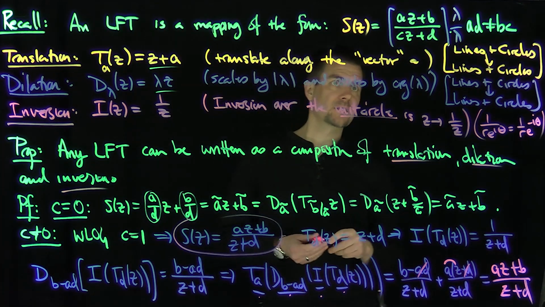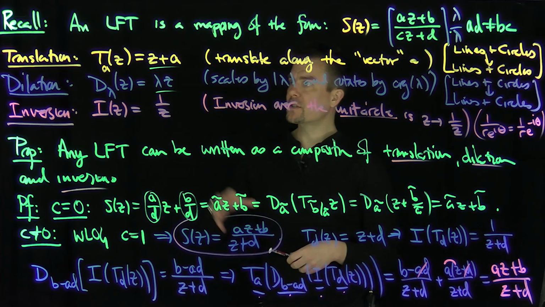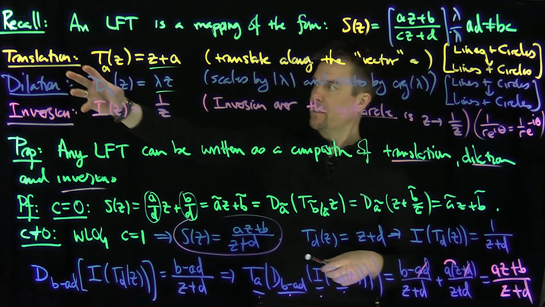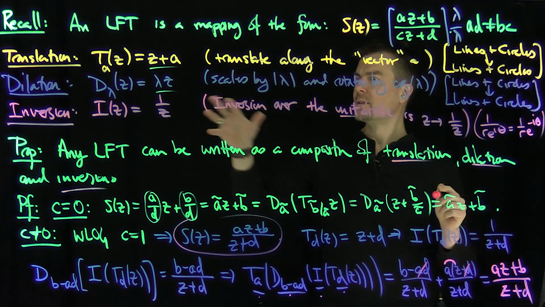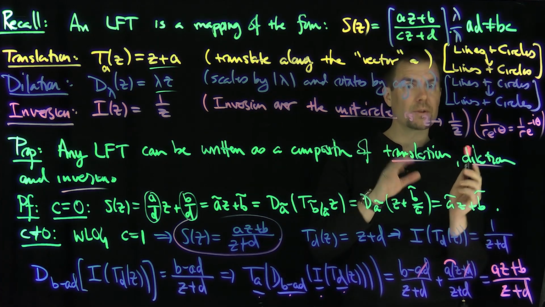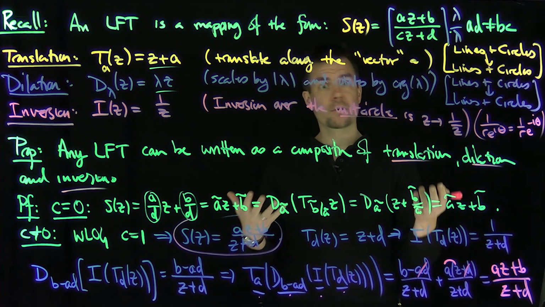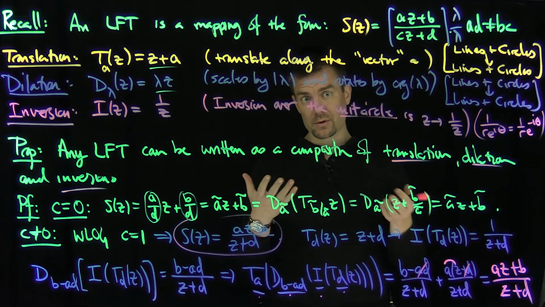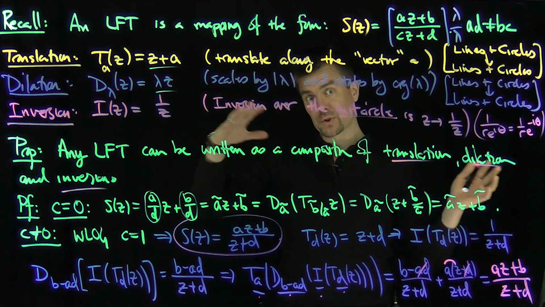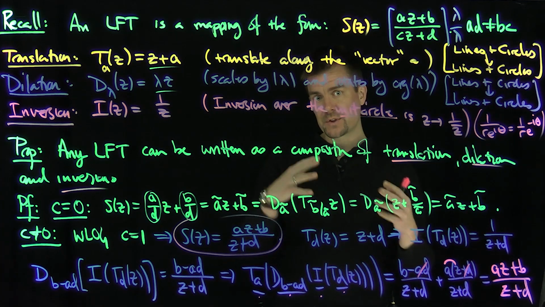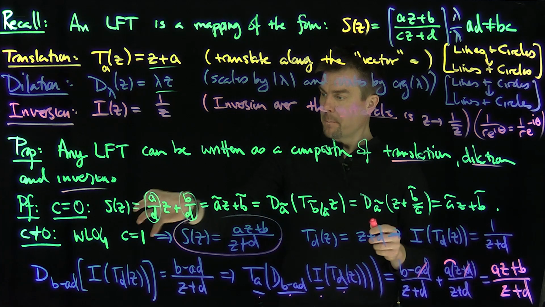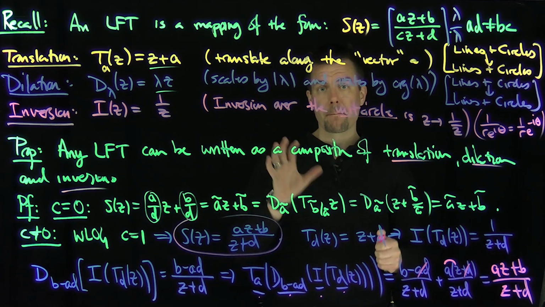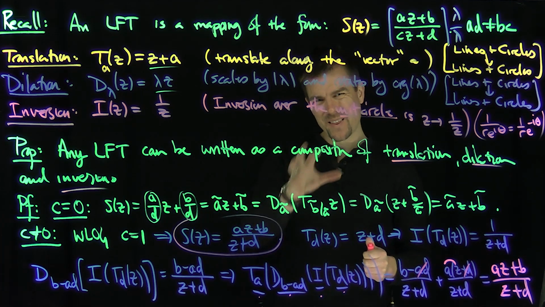Now the next thing we'll do in the next video is look at these geometric constructions. Translation takes lines and circles to lines and circles. Dilation takes lines and circles to lines and circles. So the question is, what does inversion do? Does inversion take lines and circles to lines and circles? In the next video, we'll study inversion broadly, and we'll see that yes, inversion maps lines and circles to lines and circles. So we'll prove that LFTs, via this decomposition, map lines and circles to lines and circles. Thank you very much.